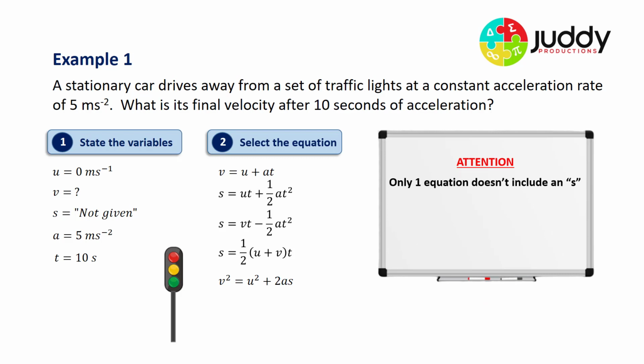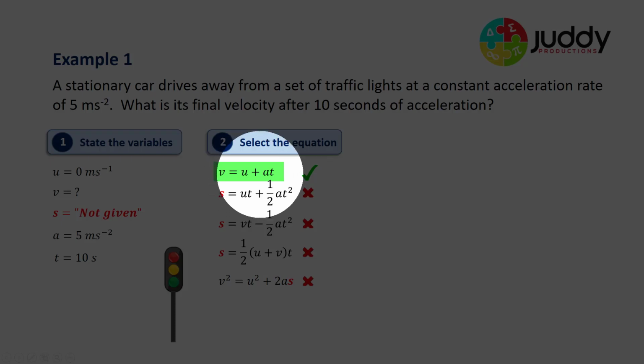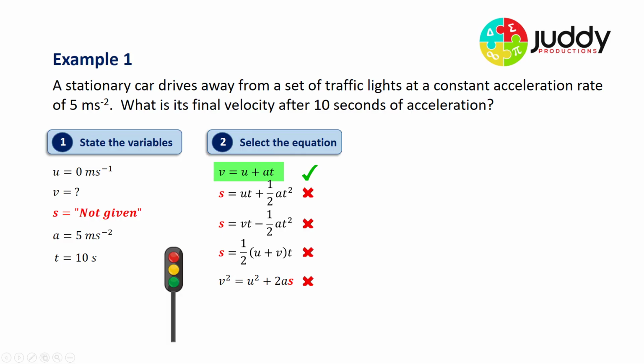Only one equation doesn't include an S. So if we look at those 5 equations, we can see that the S is not given. So this second equation can't be used. Third equation can't be used. Neither can the fourth or the fifth, because they all involve the variable S for displacement. In fact, the only option we have is V equals U plus AT. And so that's the equation we'll select.